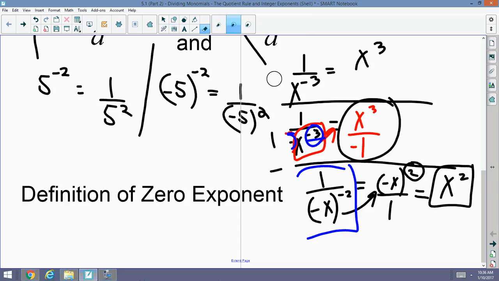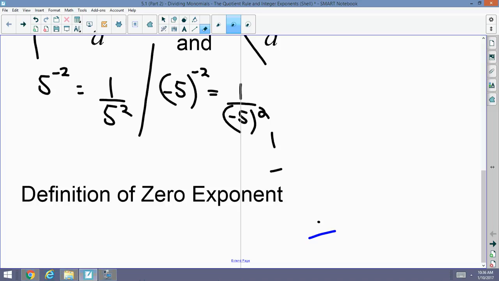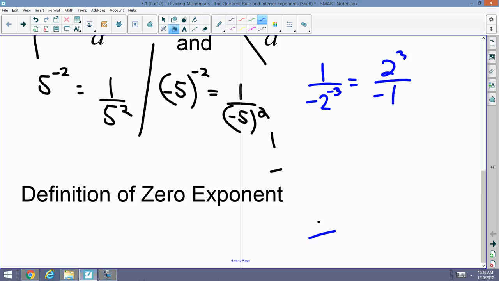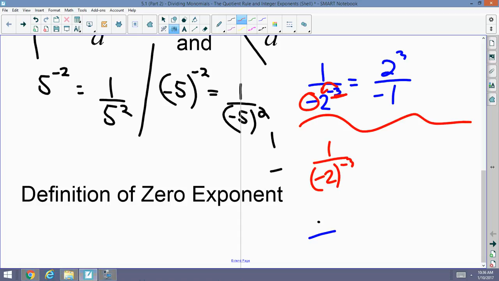All right, let's see. Very good question. So let's say I have 1 over negative 2 to the negative 3. This would equal 2 to the third over negative 1 because this negative 1 is not affected by that negative 3. Only this guy is. However, if it was 1 over parentheses negative 2 to the negative 3, then this would be negative 2 cubed over 1. In this case, they're both going to be the same answers.